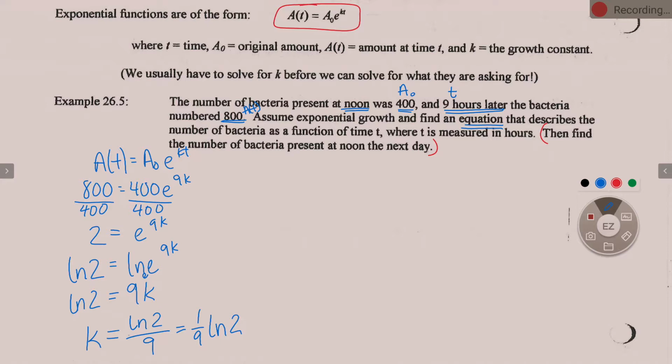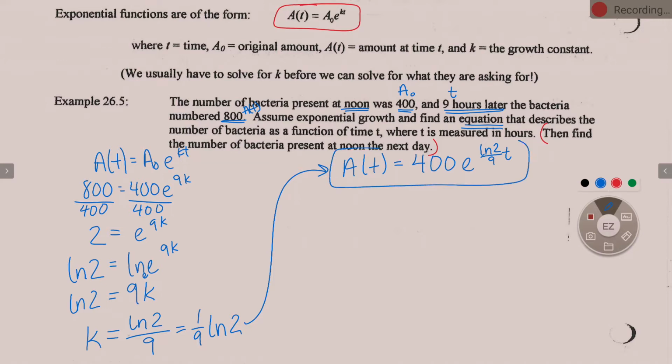Because when it says write an equation, basically we want just a basic equation for what A of t is. And A of t, well, what do we know about A naught? 400 e to the kt. What's k? Yeah, ln 2 over 9 times t. So that is our equation.